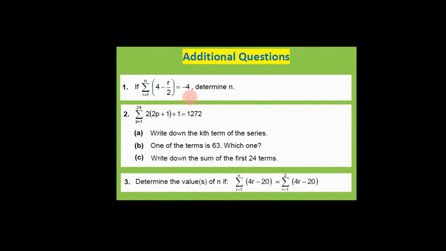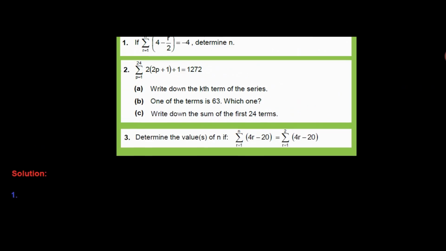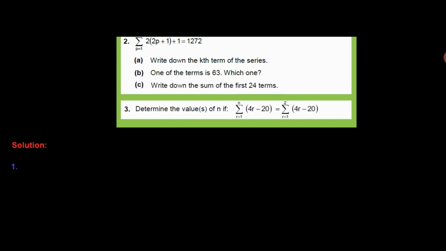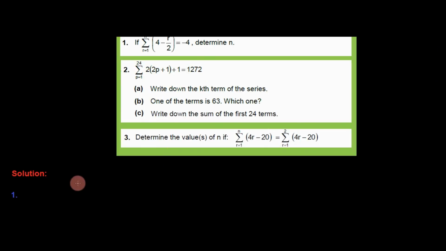Let's look at the answer to the first question here. We are given the sum in sigma notation and it comes to negative 4. We must find the value of n. So we can start with a general term. In this case, it's written in terms of r. So t sub r will equal 4 minus r over 2.